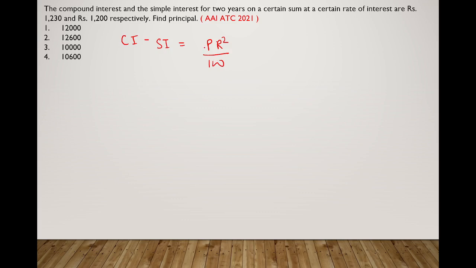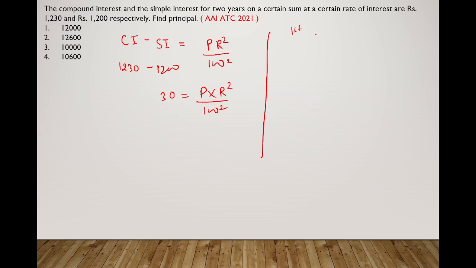So the simple interest and compound interest are given, for a time interval of 2 years. So this is not directly applicable, because here we can write 1230 minus 1200, then it becomes 30, but we need to find out the rate of interest. So how do I find out the rate of interest? Let's see.